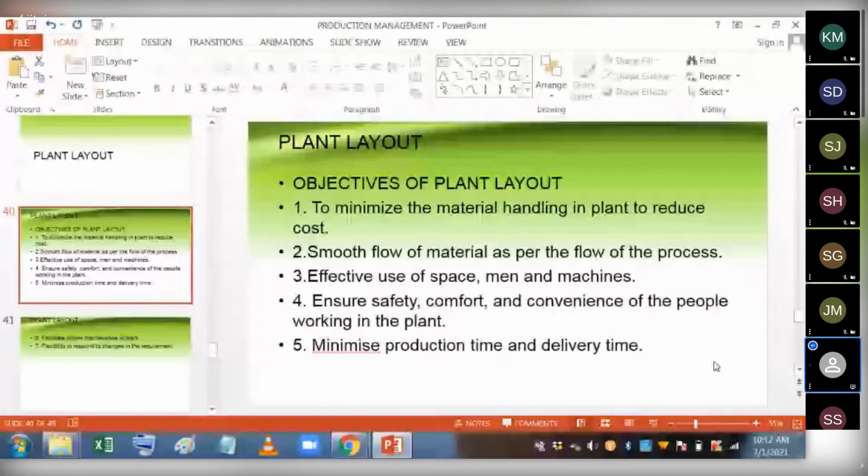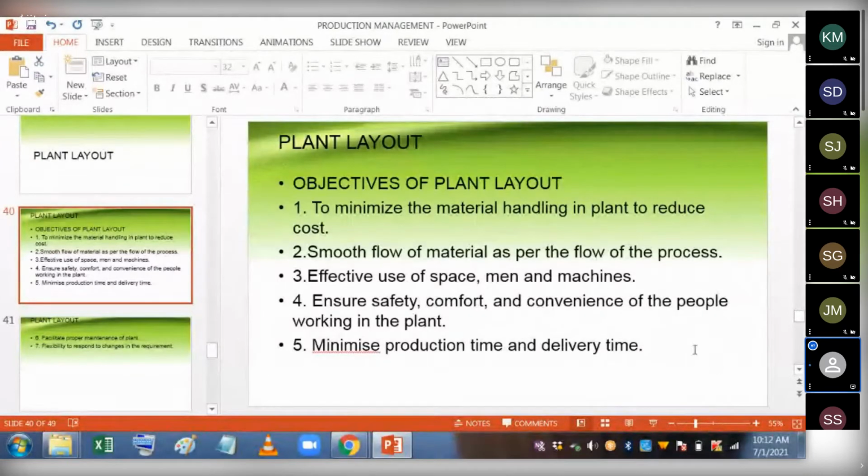Ensure safety, comfort and convenience of the people working in the plant. You cannot put workstations in a place where the ventilation is low, or the location is hazardous, like say there is a chemical installation beside and you can get the smell, or there is a furnace beside and the operator gets the heat of it. So safety, comfort and convenience of the people.